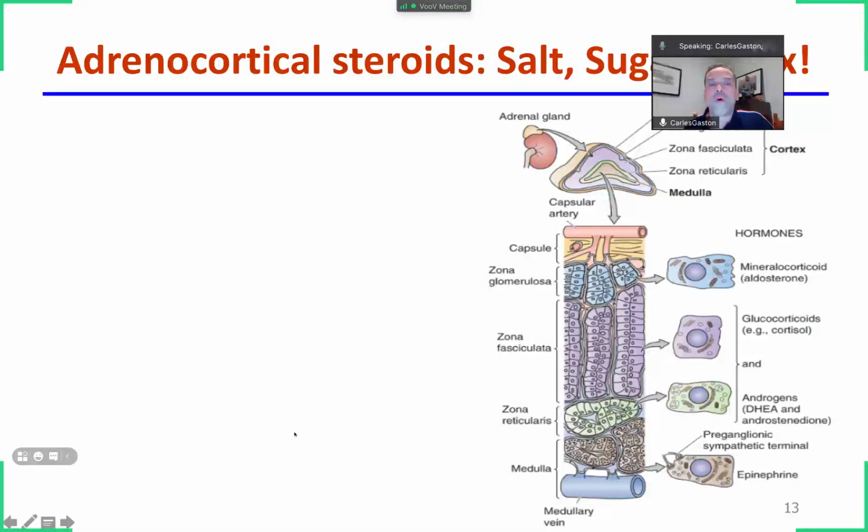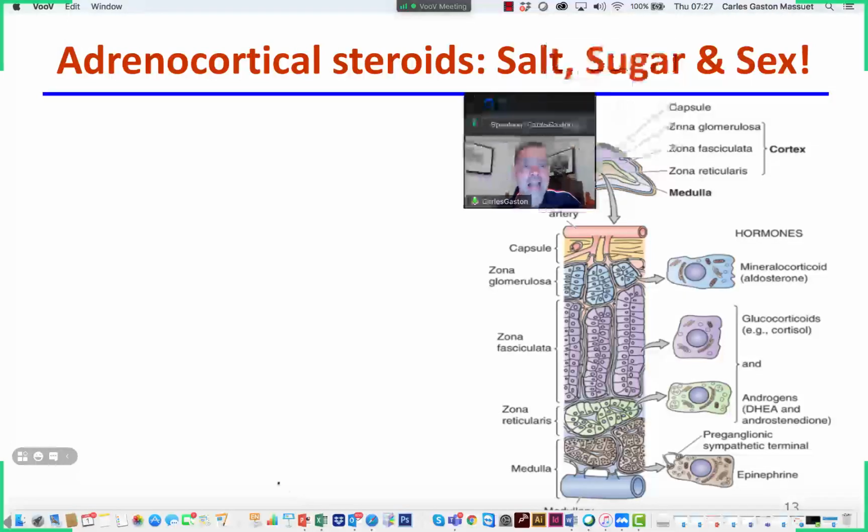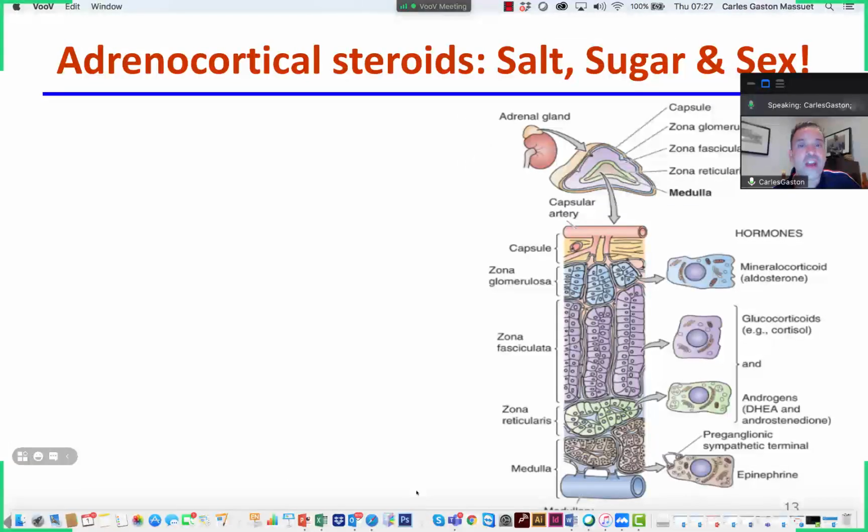So where are these hormones produced? Adrenocortical steroids obviously regulate many physiological functions, but mainly salt, sugar, and sex.